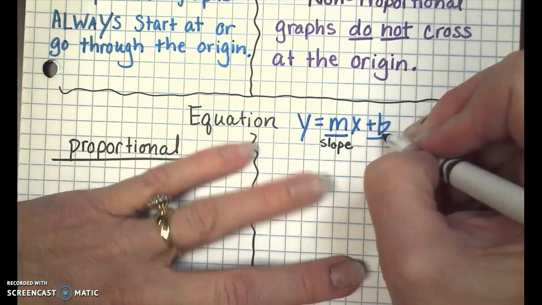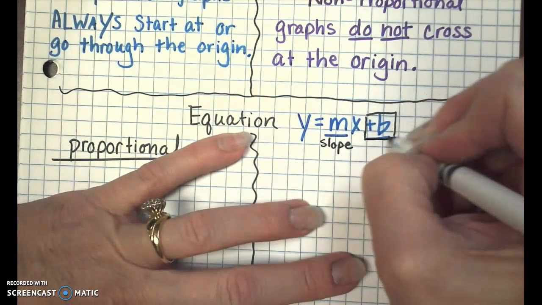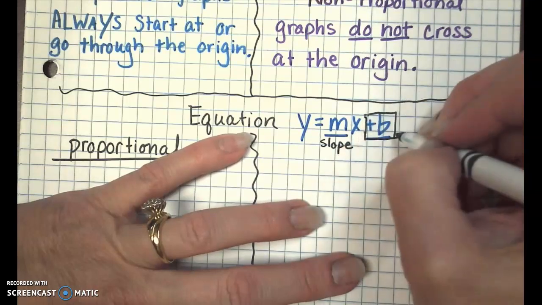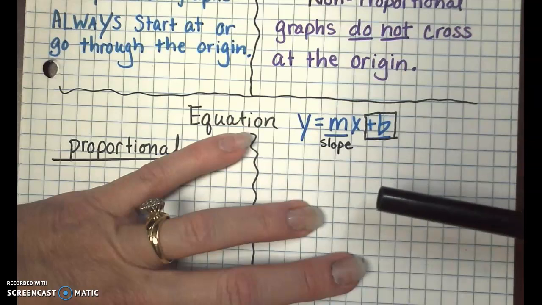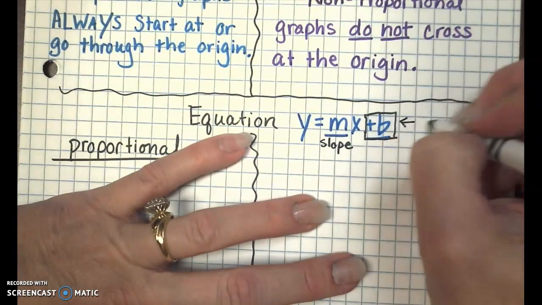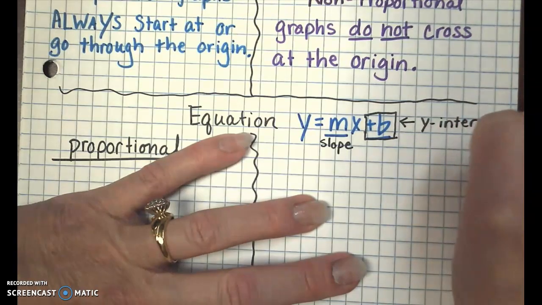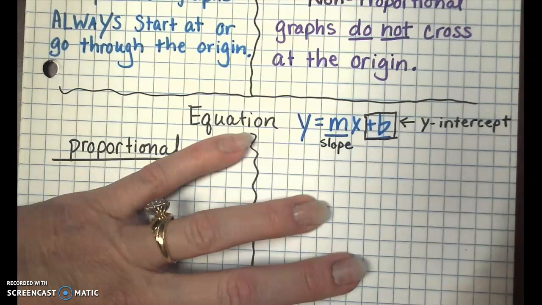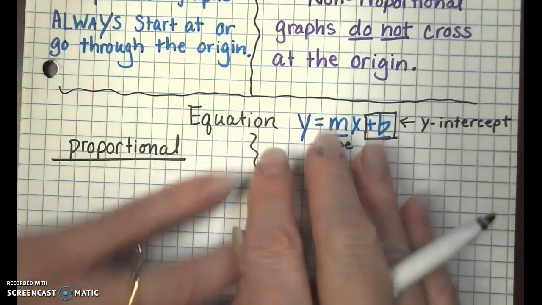So this letter b, or whatever's being added out here by itself, is the number that tells me where the line crosses the y-axis. That is called the y-intercept. Now, think about this for a second. If I go back here.